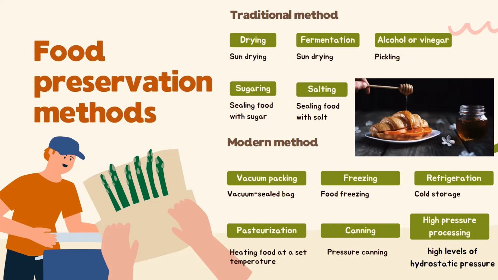Second is modern food preservation methods, which leverage advanced technologies and scientific understanding to enhance efficiency, safety, and convenience. Some prominent modern food preservation techniques include: first is vacuum packaging. Vacuum packaging involves removing the air from the packaging to create a vacuum, which helps slow down oxidation and microbial growth. This method is widely used for meats, vegetables, and other perishable items.